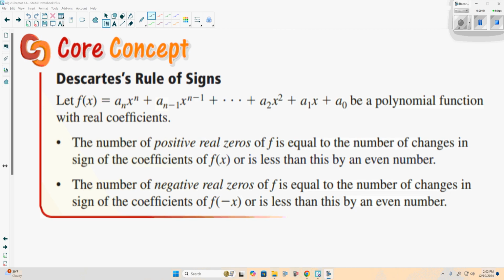Descartes' rule of signs tells us three main things: the number of possible positive values for x, possible negative values for x, and complex numbers. How many are going to be complex? That's what it's telling us. Now, the number of possible positive real zeros is equal to the number of sign changes of f of x. As we go from one term to the next, if the sign changes, that means one more possible positive zero. The number of negative real zeros is f of negative x's sign changes. And complex is what's left over.